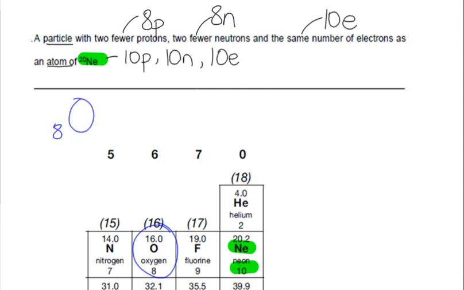Top number is protons plus neutrons, so 16. 8 add 8 is 16. And if we've got 10 electrons but only 8 protons, then we've got 2 extra electrons and we're a 2- ion. So that's just a little example of how the A-level paper might move this on to the next level.